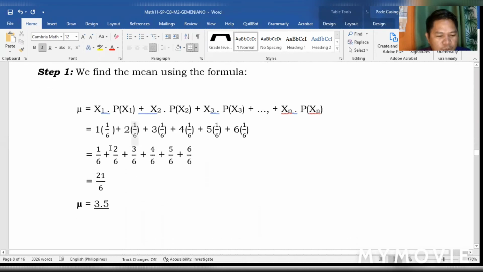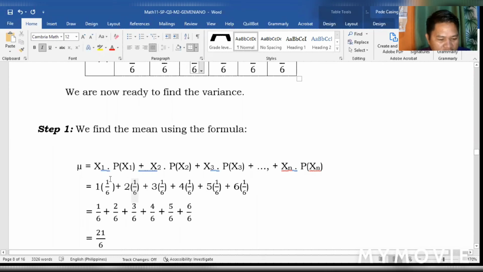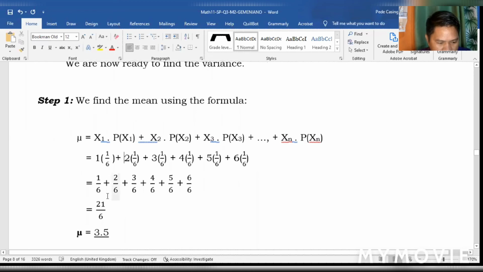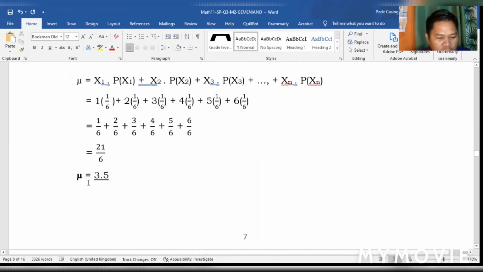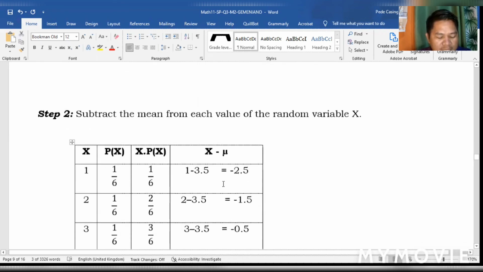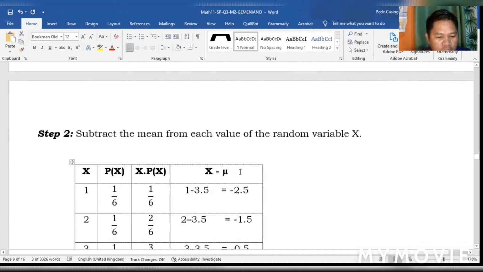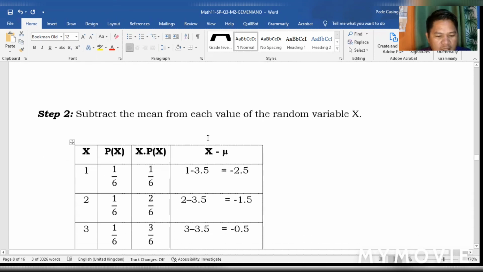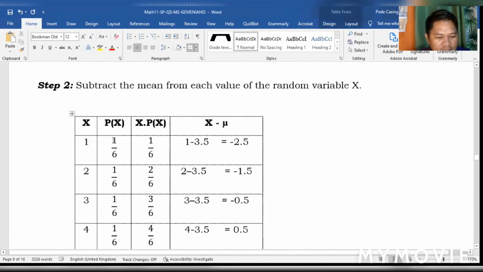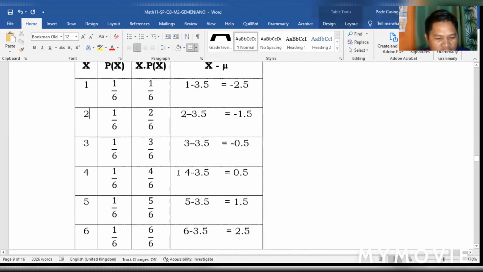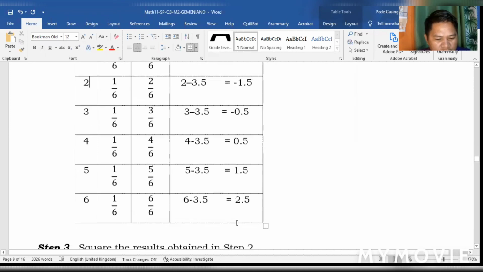Step 1. We multiply each value of x by its probability and add them. A while ago, our mean is 3.5. After that, step 2, we will subtract the mean. So we have x is 1, subtract the mean: 1 minus 3.5 is equal to negative 2.5. For the second, we have 2, 2 minus 3.5 is negative 1.5, and so on.